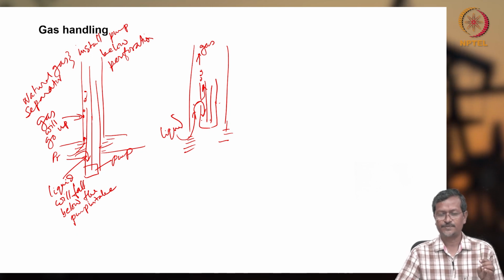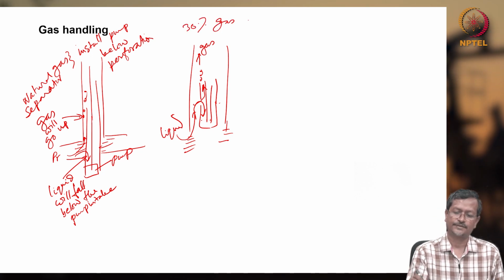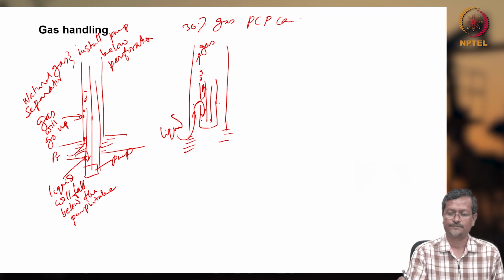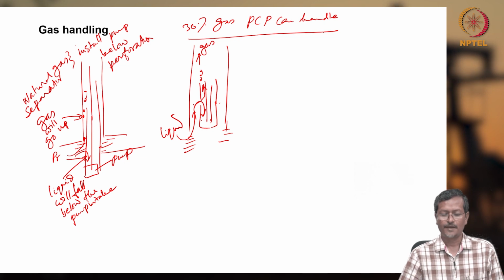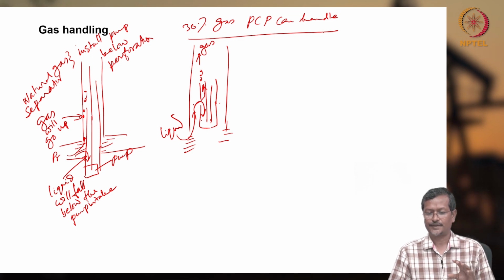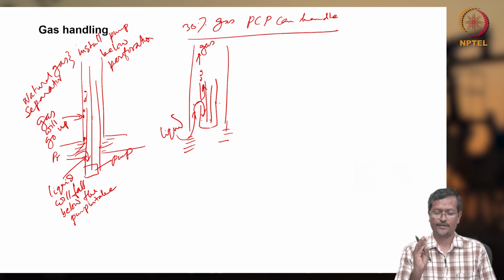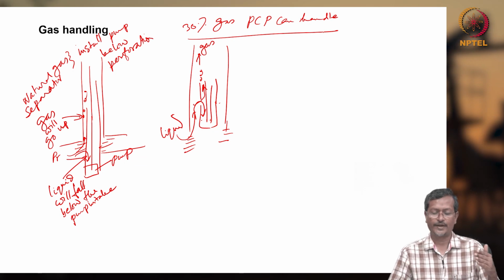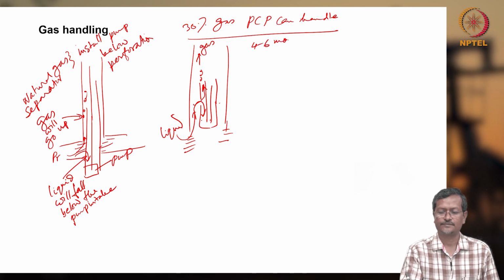If you have gas, PCP can handle a maximum of 30% gas. But if you are using high temperature and gas is also there, then there will be an issue. A certain amount of sand a PCP can handle, because sand will be filling the cavity and moving up, but wear rate will be high. Normally PCP life will be like, say, 4 to 6 months.